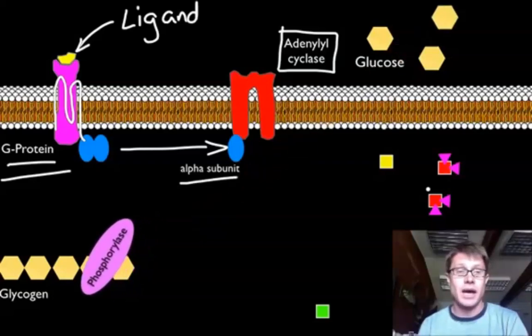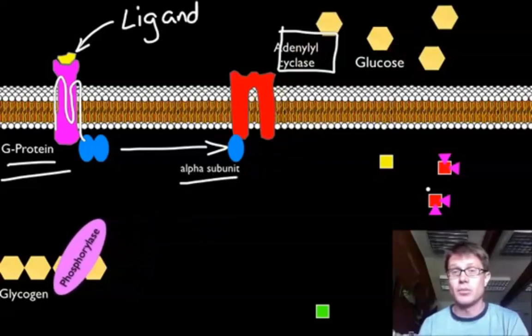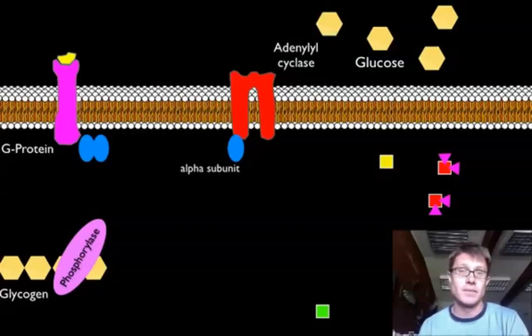Now, once we don't have that ligand attached anymore, we don't make that cyclic AMP, then the whole thing is going to shut down again. And so the signal transduction pathway is simply a way that we can take this message and move it throughout the cell and then have desired consequences within the cell.